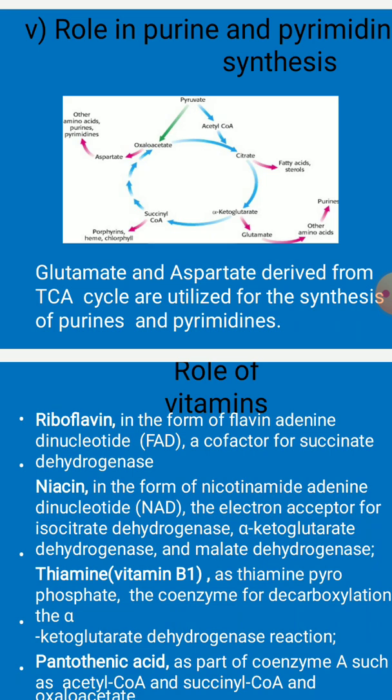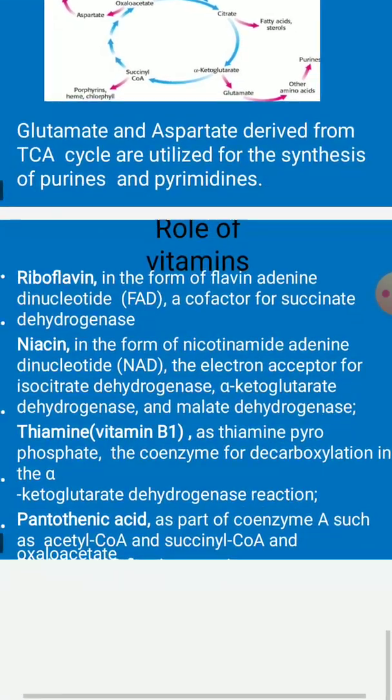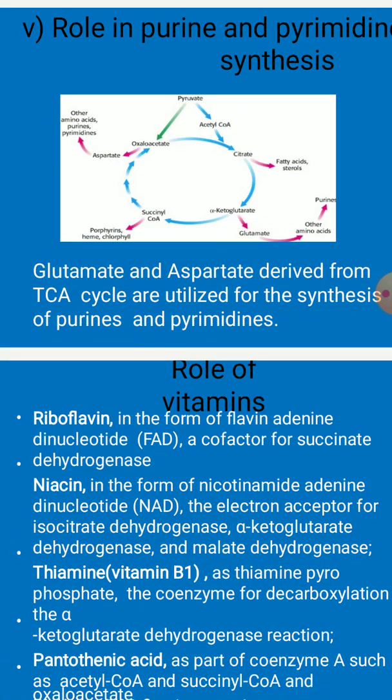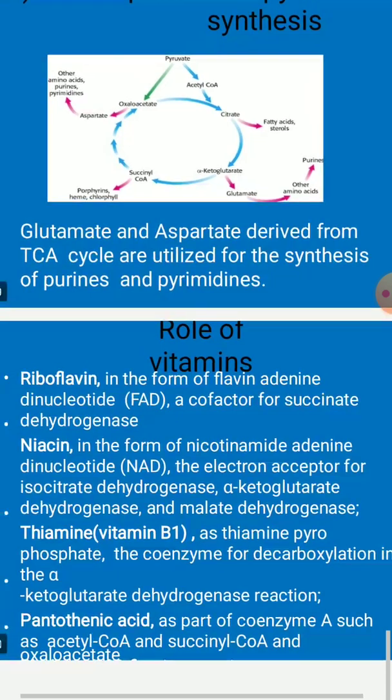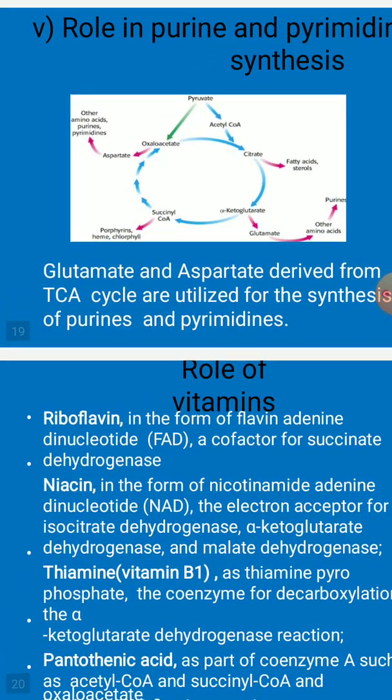Thiamine, vitamin B1, as thiamine pyrophosphate, is the coenzyme for the decarboxylation in the alpha ketoglutarate dehydrogenase reaction. Pantothenic acid is part of coenzyme A, as in acetyl CoA and succinyl CoA, in the reactions involving those molecules. So these vitamins act as coenzymes or cofactors, and these cofactors are involved in the TCA cycle.